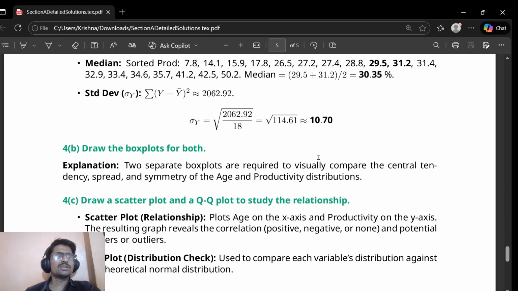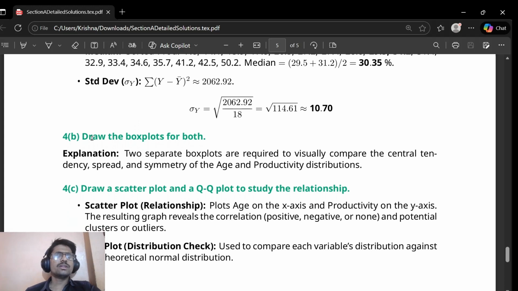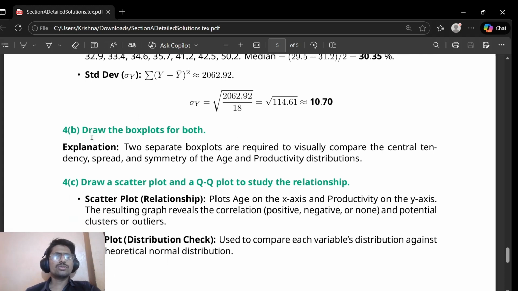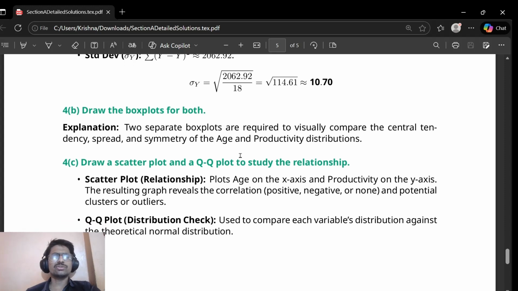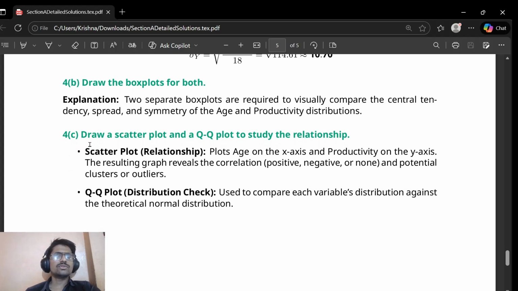So now 4B, draw the box plot for both. Explanation: two separate box plots are required to visually compare the central tendency, spread and symmetry of the age and productivity distributions. Here is 4C.